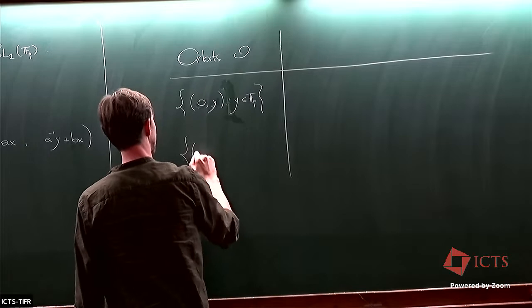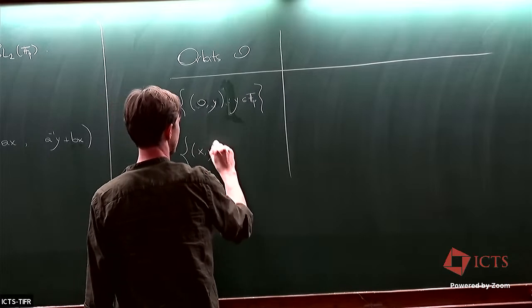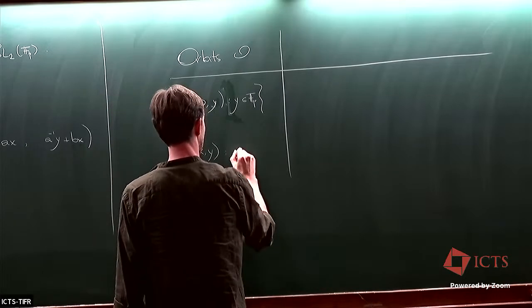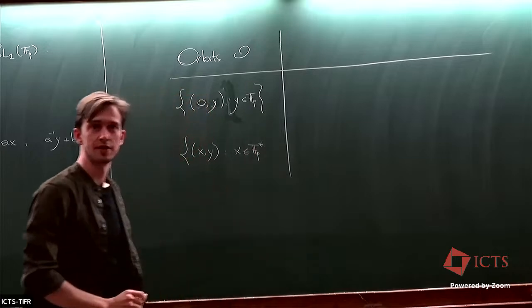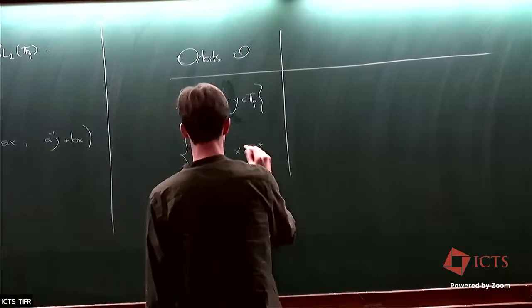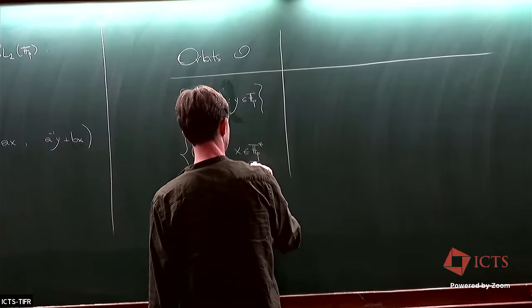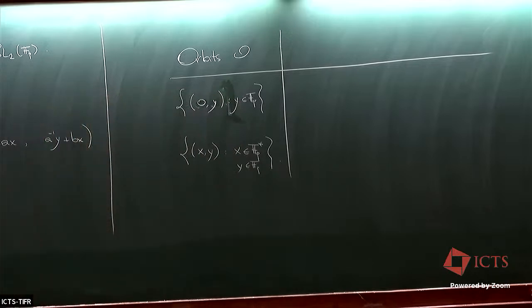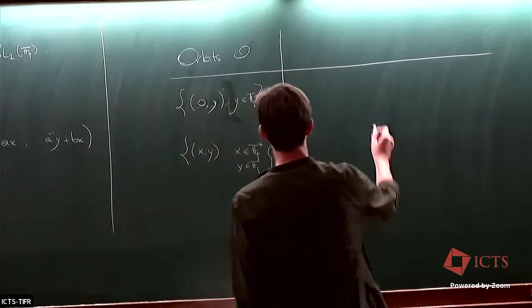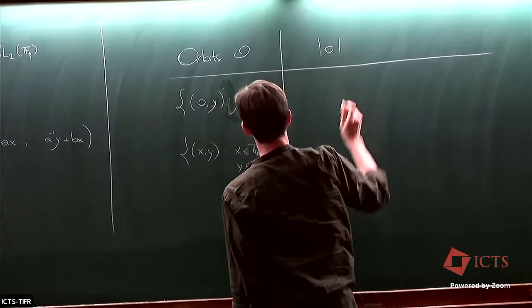The second orbit is of the form x, y, where x is in F_p star, invertible, non-zero, and y can be whatever it likes. That's my second orbit. A very easy calculation, and so we see that we have 2 cusps here. The size of these orbits also.